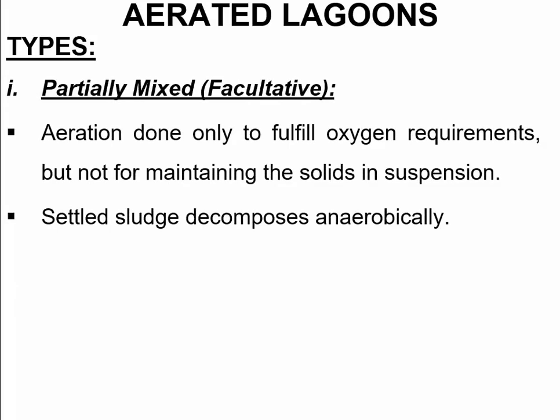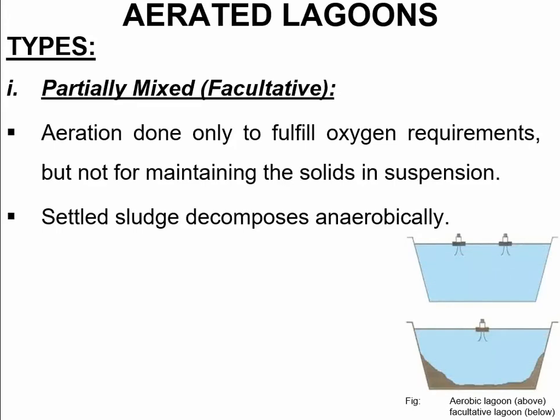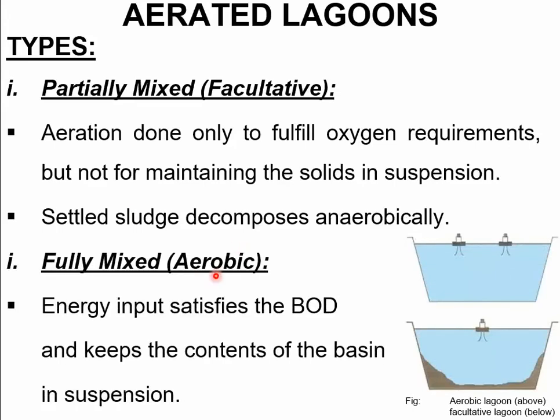There are two types of aerated lagoons. One is a partially mixed aerated lagoon, which is also known as facultative lagoon, and the other one is fully mixed or aerobic lagoon. In partially mixed facultative lagoon, aeration is done only to fulfill the oxygen requirements but not for maintaining the solids in suspension. Means the quantity of oxygen which is required is fulfilled, but the energy input, the mixing, is not sufficient to keep all the contents, the solids, in suspension. Therefore, some solids would settle and the settled sludge would decompose anaerobically.